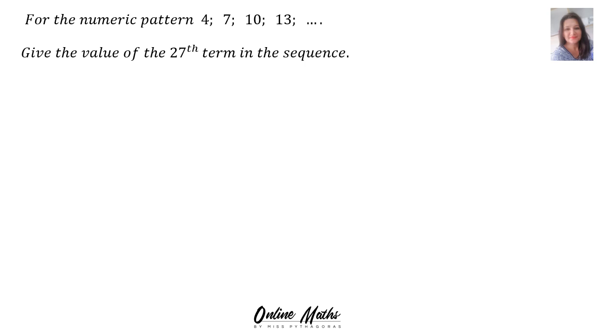For the numeric pattern 4, 7, 10, 13, the pattern from the previous slide, give the value of the 27th term in the sequence. So do you understand that n is 27? And we're going to calculate Tn. So we have the formula for the general term from the previous slide: Tn is equal to 3n plus 1. And now in n's place, we substitute 27 and it's 82. Therefore, the value of the 27th term is equal to 82.